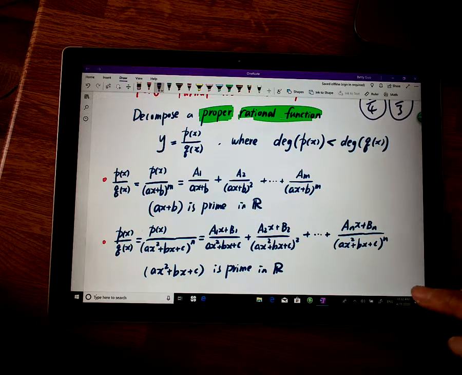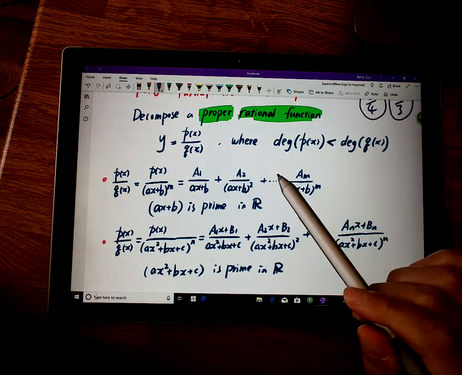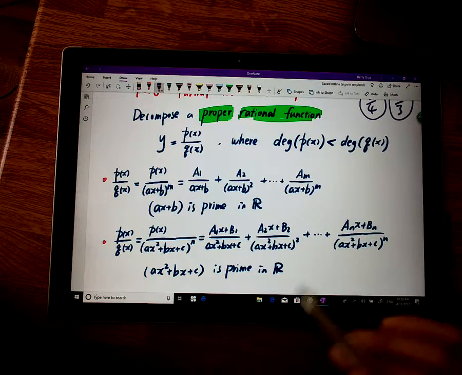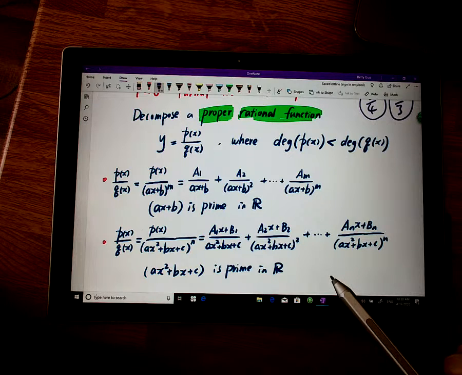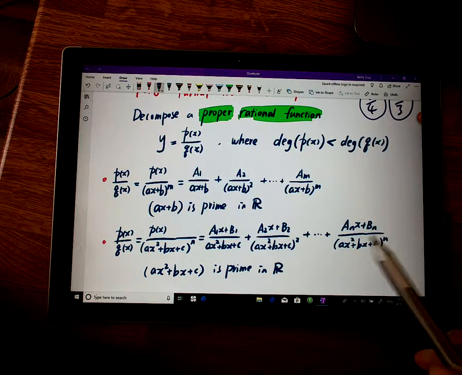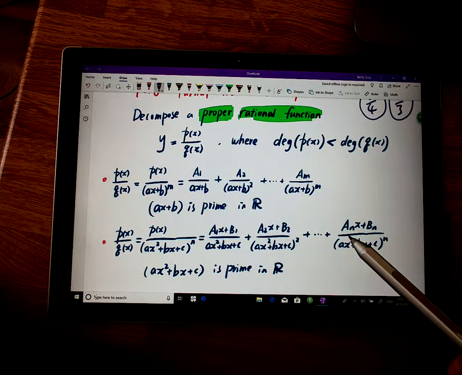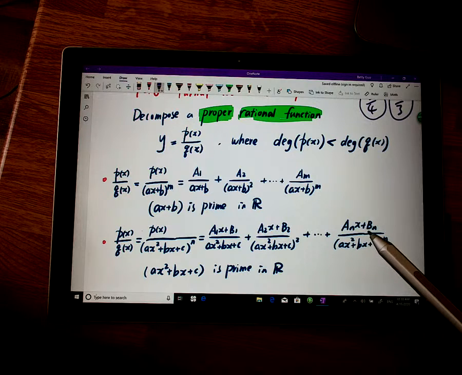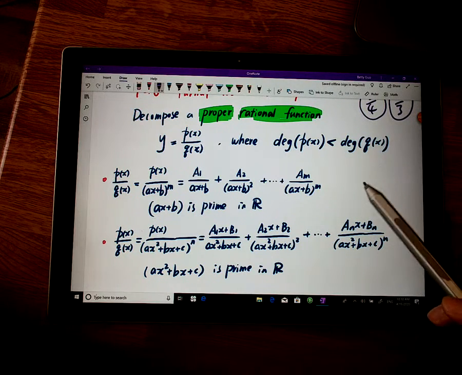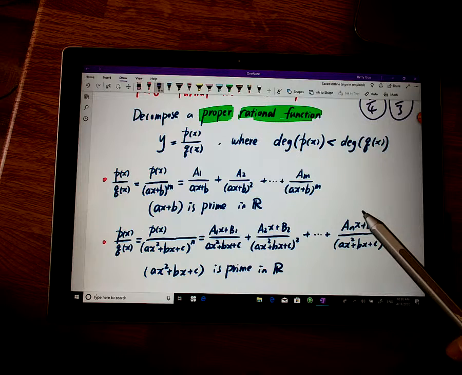Here, there's a question. We are going to learn how to decompose a proper rational function. For what reason? Why would we learn that? This is very important for calculus. This course, MAT152, is advanced algebra. It's also called pre-calculus. So this technique is very important for you to grasp if you need to take calculus in the future. When we need to take the derivative or integration, then the decomposition technique will be needed.